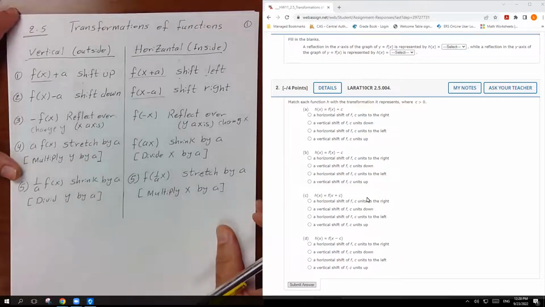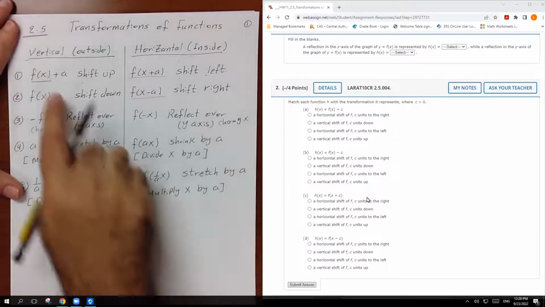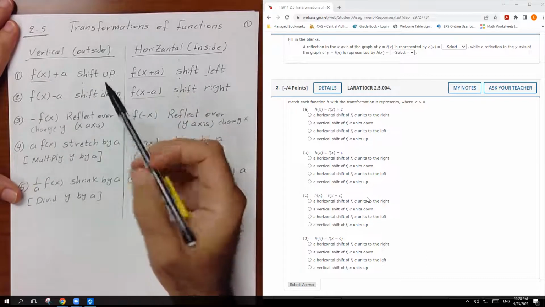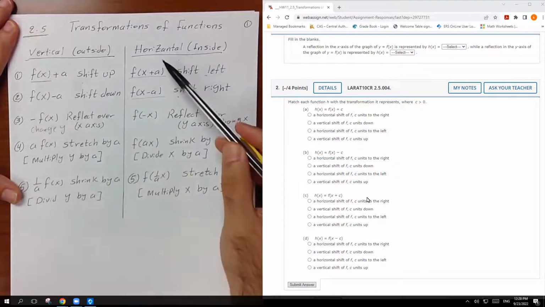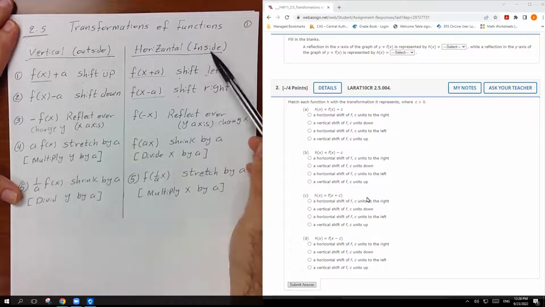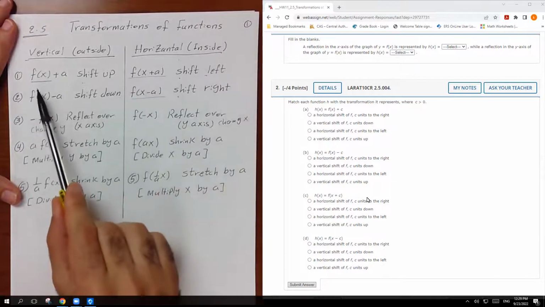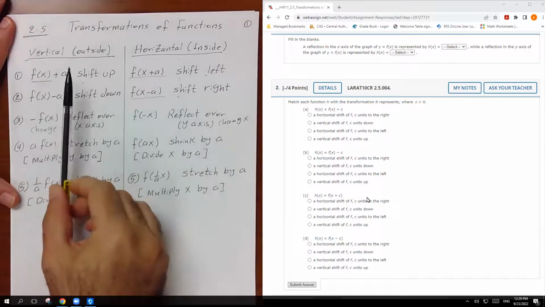Let's start with section 2.5, transformation of functions. We have two types of transformation. We have the vertical transformation, which is the outside technique, and we have the horizontal transformation, which is the inside technique. So here is the first thing. We're going to start from the vertical.